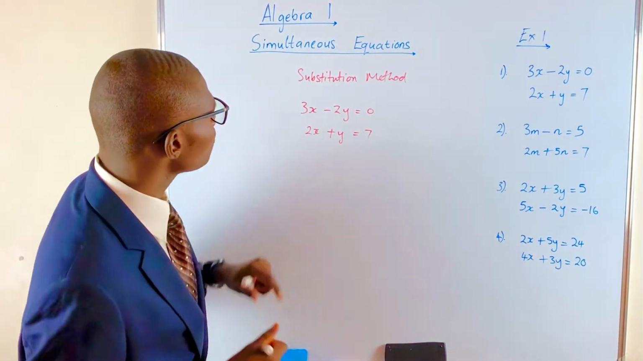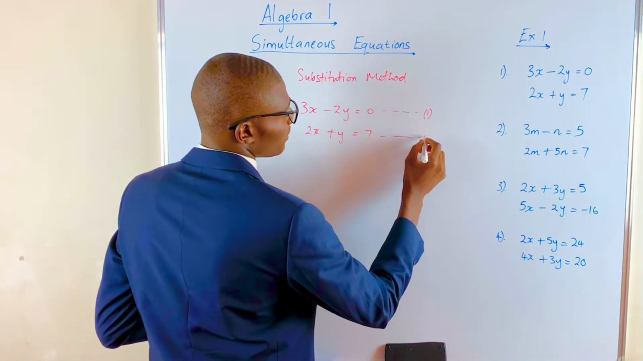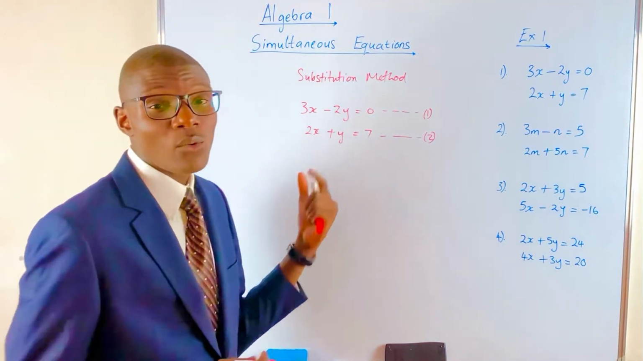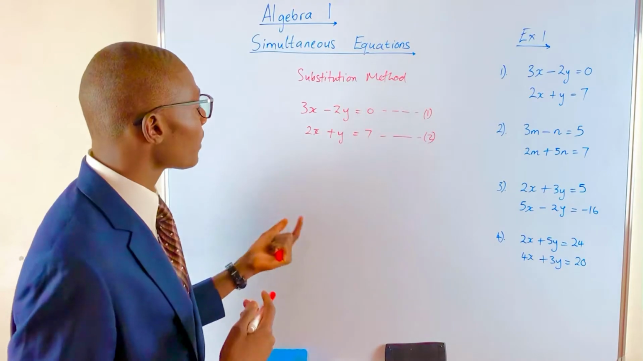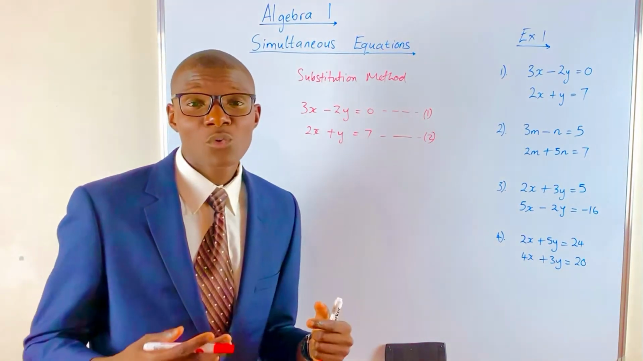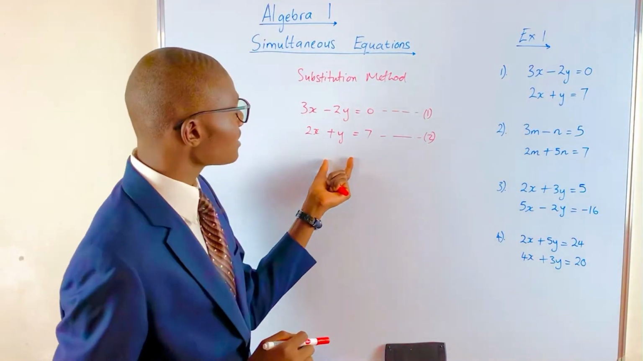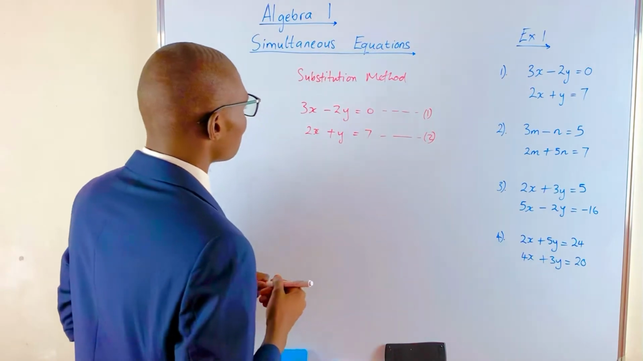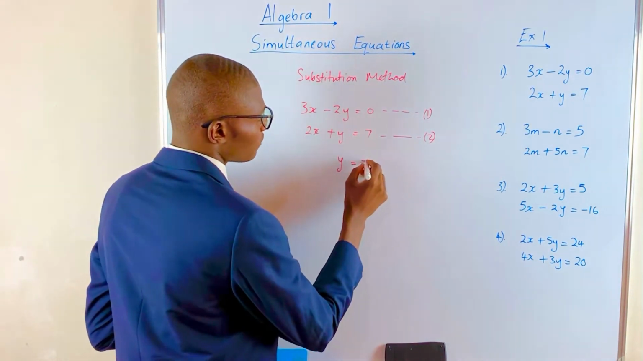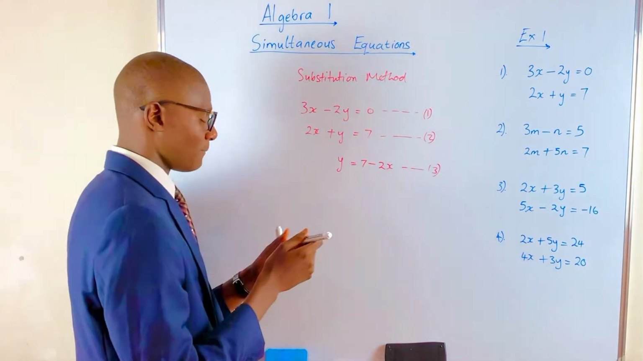If we label this equation 1, then this will be equation 2. We see that for equation 2, we've got 1y, so we've got one quantity. The next step would be to make that unknown the subject of the formula. From equation 2, we make y the subject of the formula by taking 2x to the right hand side. So y would be equal to 7 minus 2x. Then we label this equation 3.